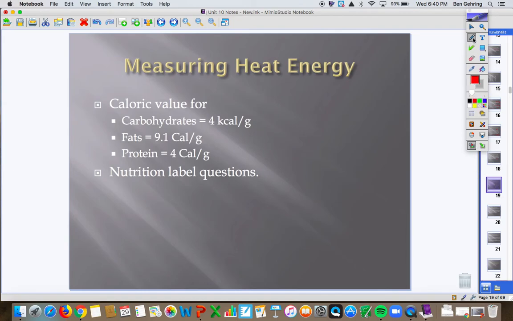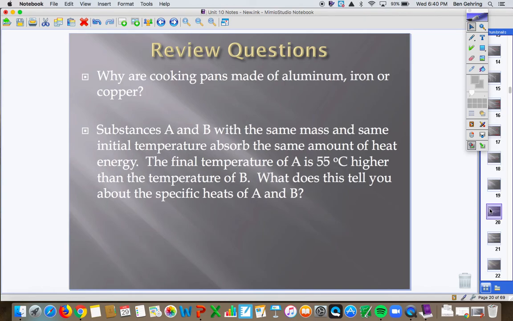Okay? If we're talking food, food has calories associated with it. So for example, we have these things called carbohydrates, which produce roughly 4 kilocalories per gram. So for every gram of carbs, you get 4 kilocalories of energy. Fats produce 9.1 kilocalories per gram. Proteins are back to 4 kilocalories per gram. We're going to practice with some nutrition label questions. Okay? So here's your review questions.